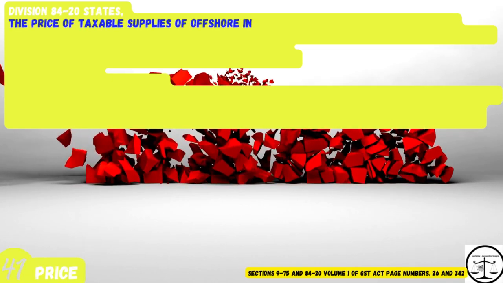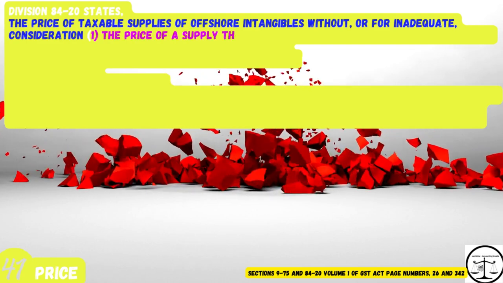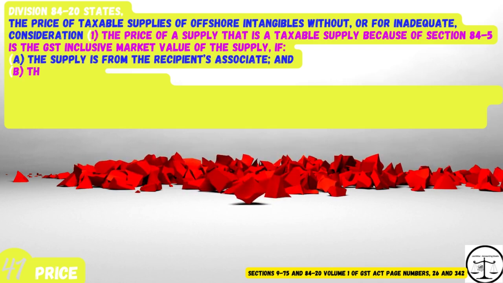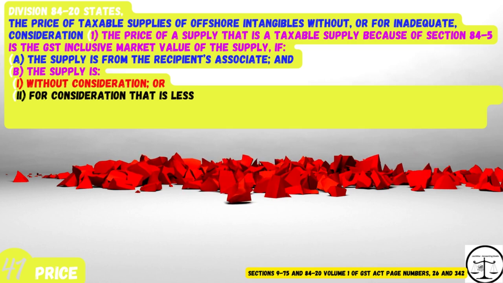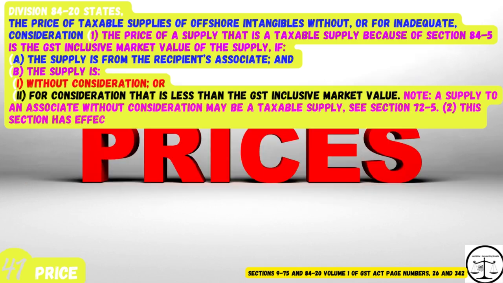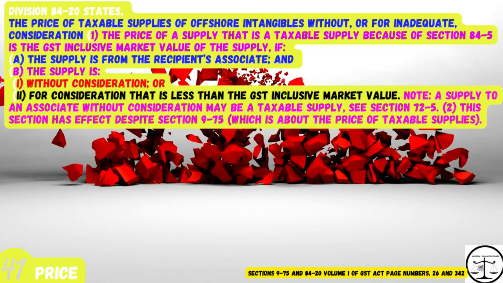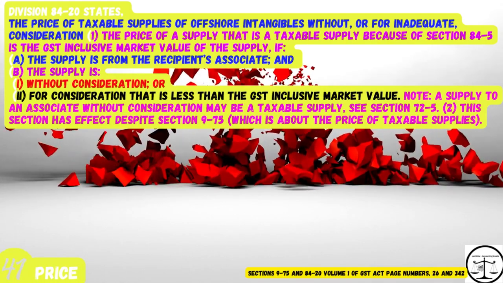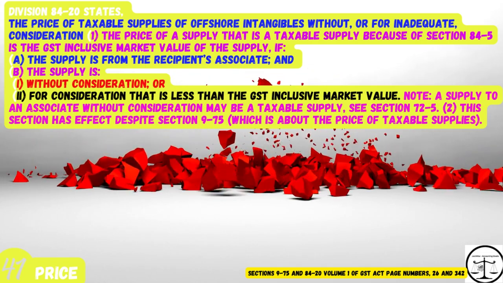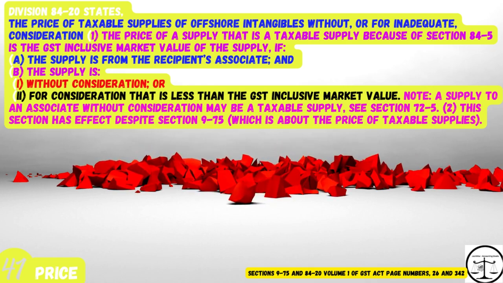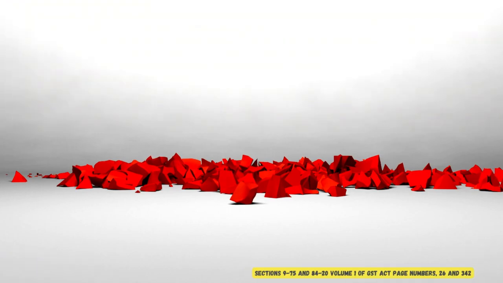Division 84-20 states, the price of taxable supplies of offshore intangibles without, or for inadequate, consideration. 1. The price of a supply that is a taxable supply because of Section 84-5 is the GST inclusive market value of the supply, if A. The supply is from the recipient's associate, and B. The supply is 1. Without consideration, or 2. For consideration that is less than the GST inclusive market value. Note: a supply to an associate without consideration may be a taxable supply. See Section 72-5. 2. This section has effect despite Section 9-75, which is about the price of taxable supplies.